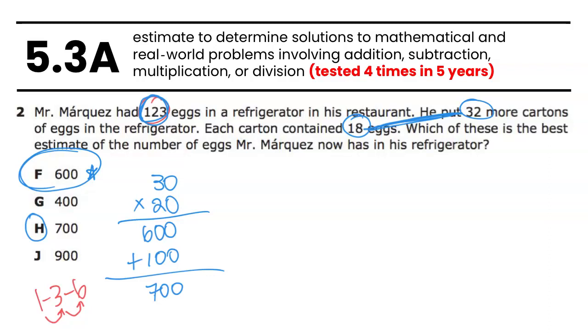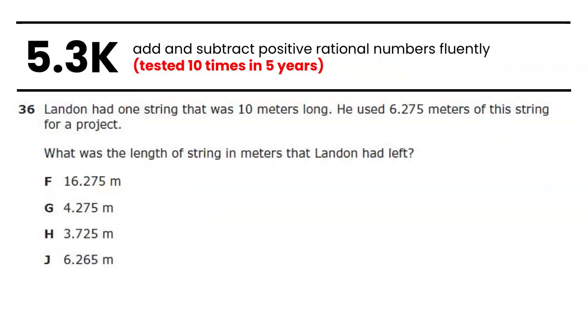fall into a misconception. As we move into TEK 3K, we see that we're going to have to actually add and subtract these decimals in order to find the exact final answer. But we can still use the idea of estimation to help us at least eliminate two wrong answers, as I'm going to show you at the end of this problem.